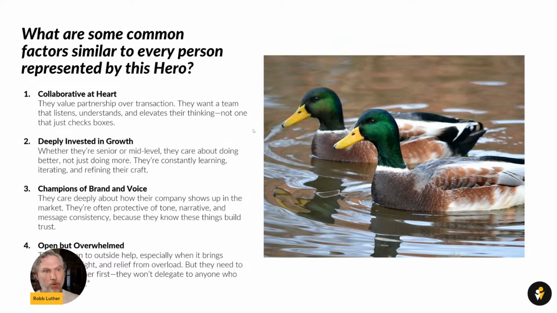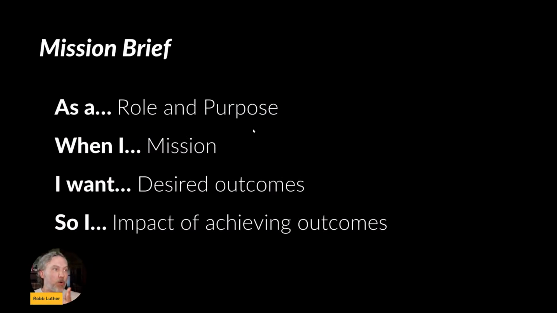Now, once we go through all of these steps, what we want to start doing is thinking about what I call a mission brief. So a mission brief identifies who our hero is, and then it also defines the mission and the desired outcomes of that mission and the impact. So we build this out as an "as a, when I, I want, so I" framework. It's the same thing as the jobs to be done framework. We've just tweaked it a little bit to fit hero mission.